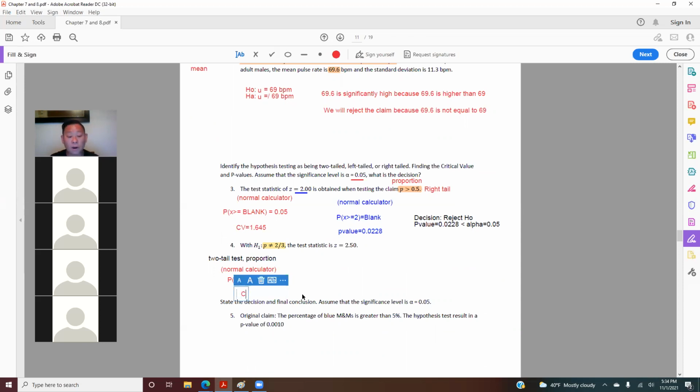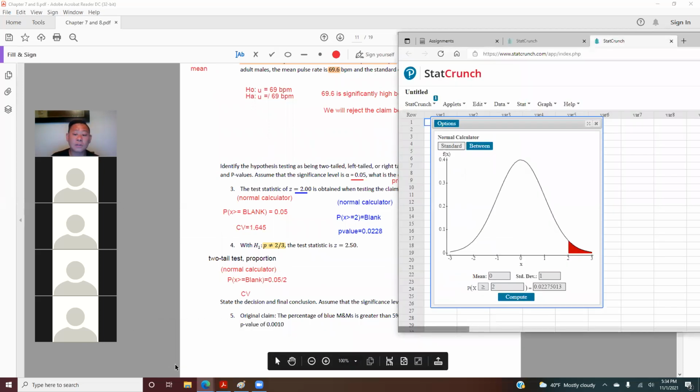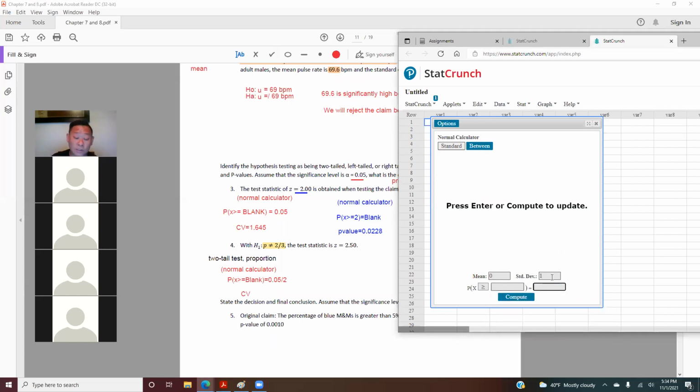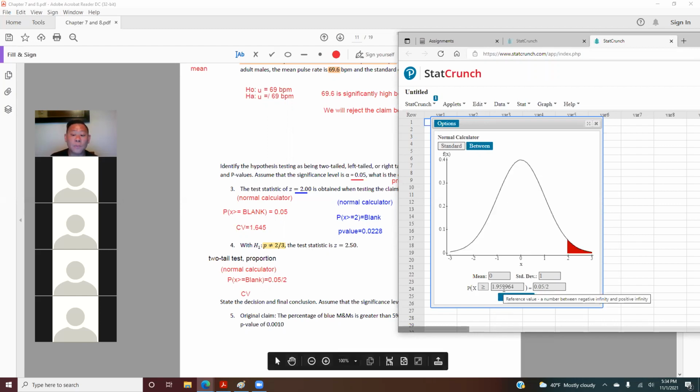So you can use your StatCrunch. You go to your normal calculator, which is this one. We still use 0 and 1, always 0 and 1. X greater than or equal to blank. Make this blank, and you make this alpha over 2, because our alpha in this case is 5%, and this number is 1.96.